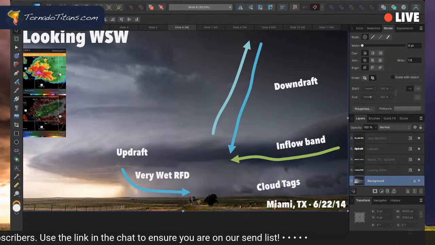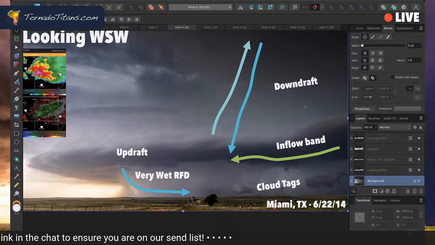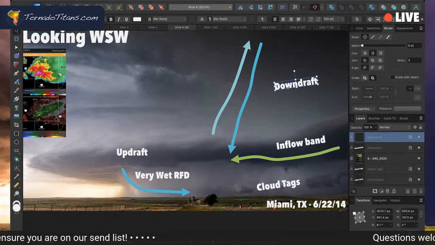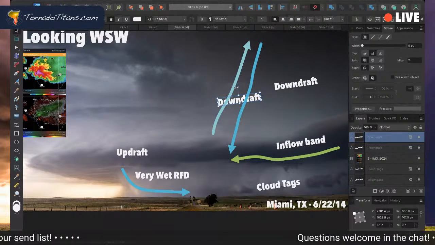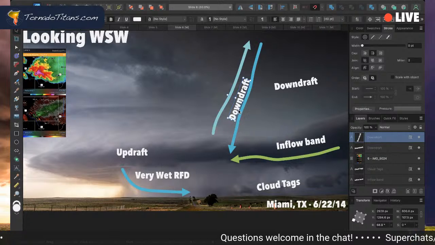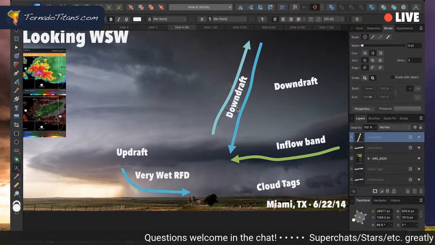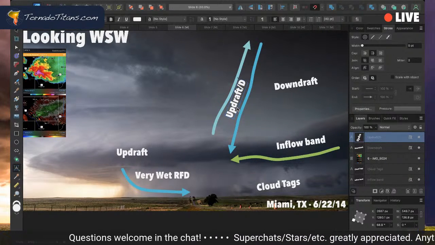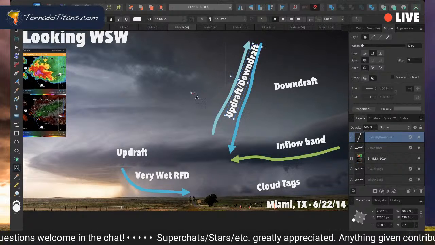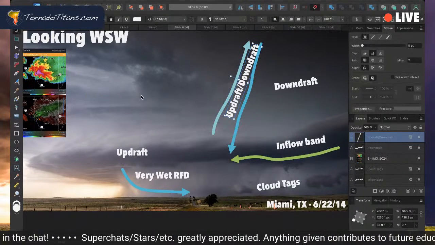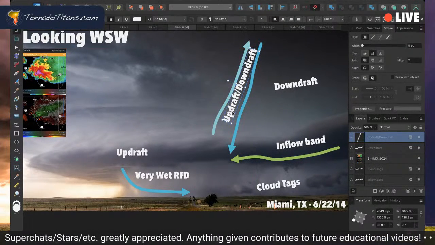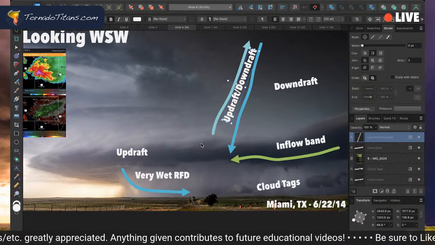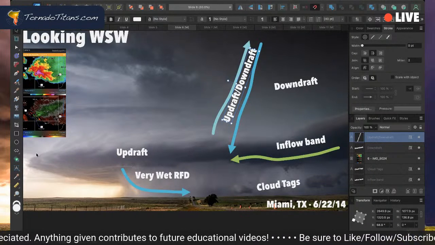A couple other things there, Rachel. One is, especially where that inflow band is feeding in and then flowing around the developing HP there, you have a feature that is commonly called a collar cloud. You see that often, this edge around a very, very heavy precipitation shaft.